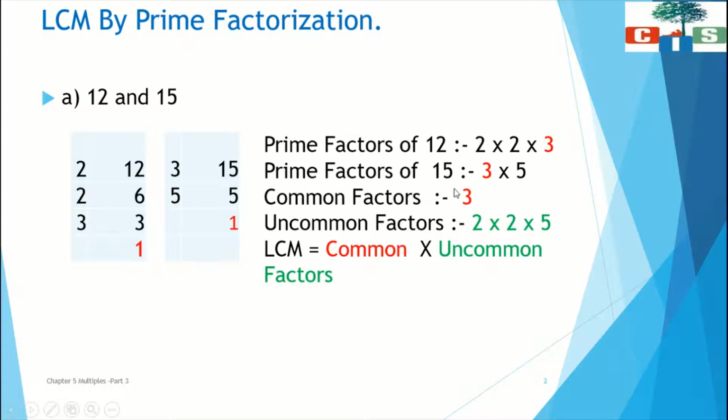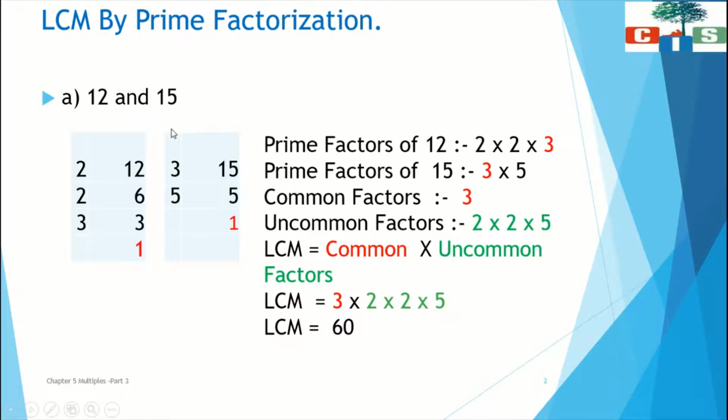See, the common factor is 3, which I have highlighted with red color, and the uncommon factors are 2 multiplied by 2 multiplied by 5, which I have highlighted with green color. Now I have to multiply all. That is 3 multiplied by 2 multiplied by 2 multiplied by 5. Now when you multiply, 3 twos are 6, 6 twos are 12, and 12 fives are 60. So 60 is the LCM of 12 and 15.